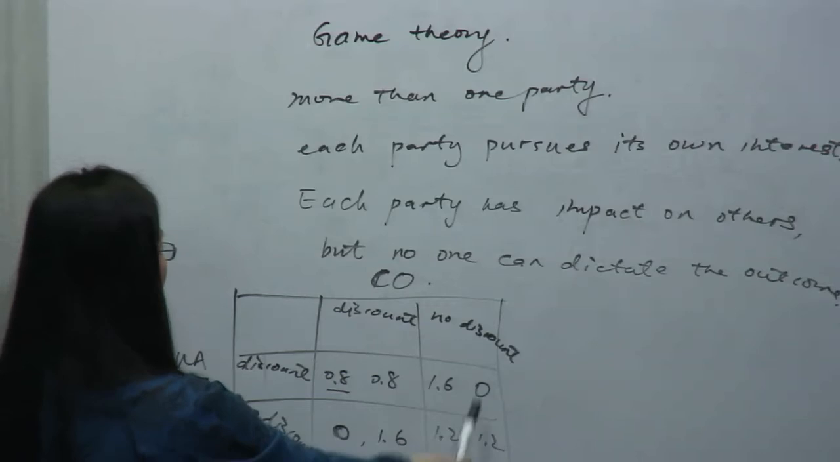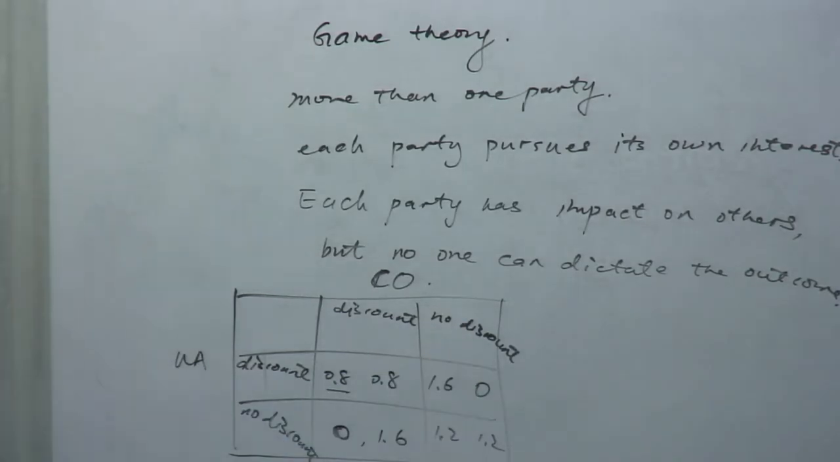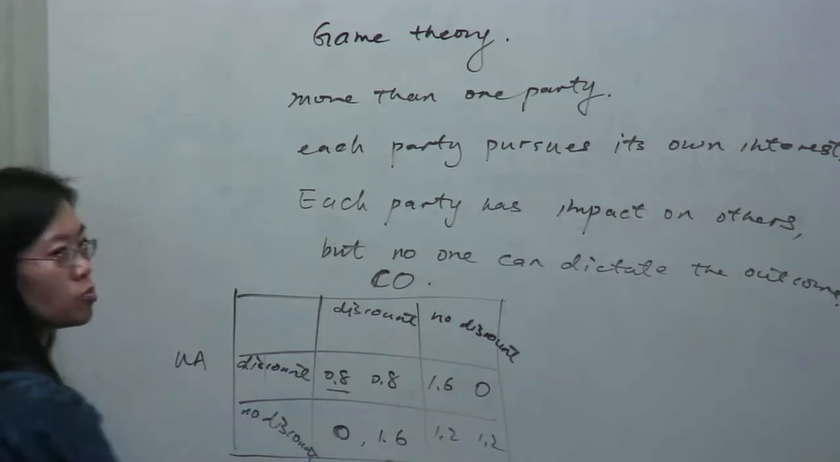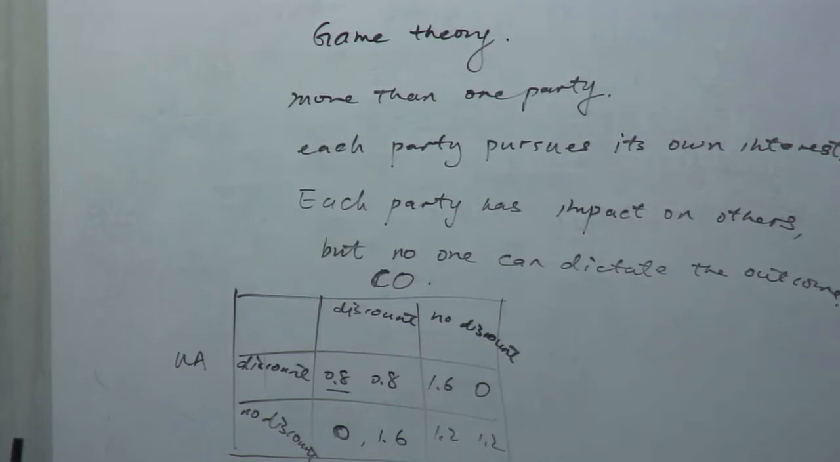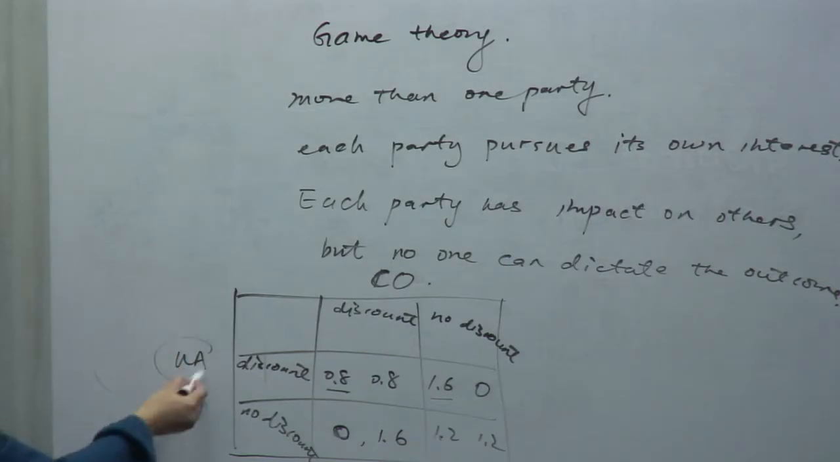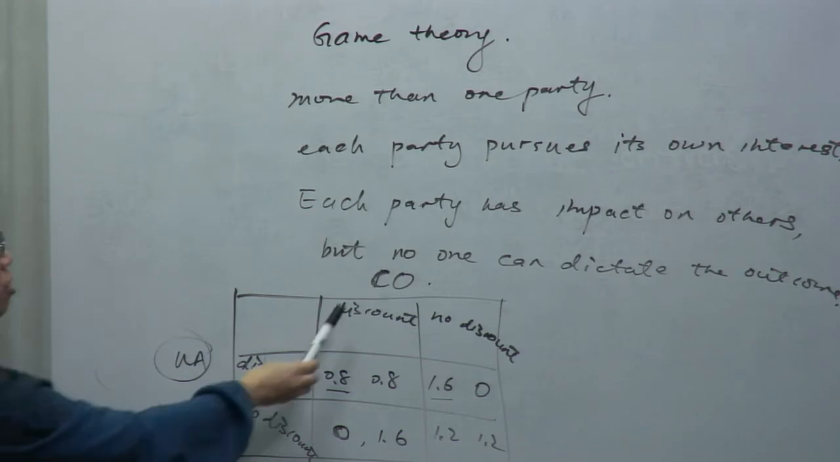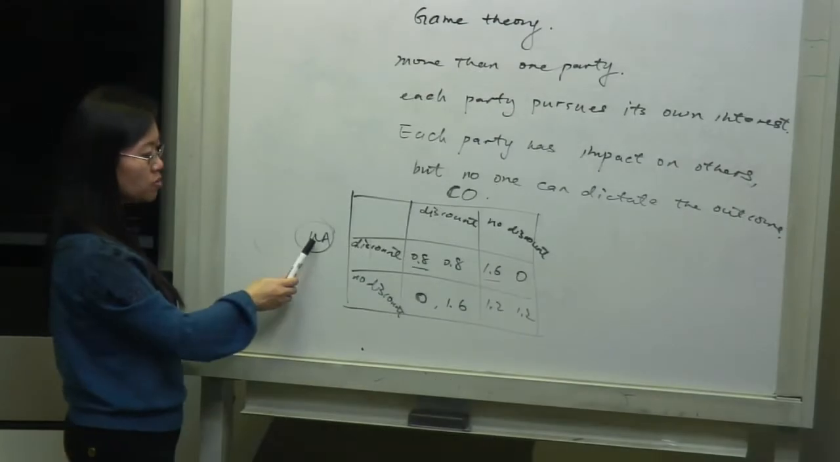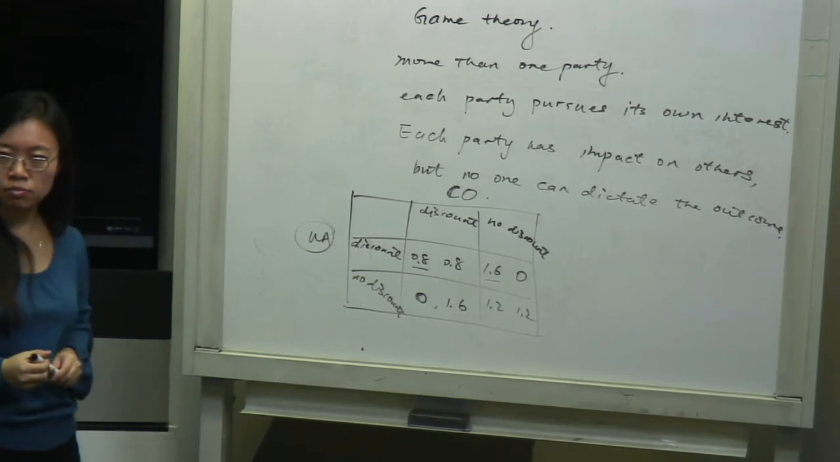If Continental Airlines offers no discount, what is the best thing for you to do? Now we're looking at this column here. Offer discount, because 1.6 is better than 1.2. So what does this analysis tell you? What should you do? Offer a discount, because no matter how the other guy behaves, it's always best for UA to choose discount, right?